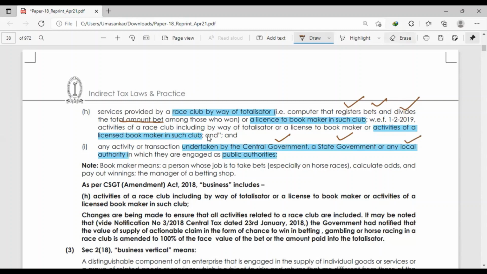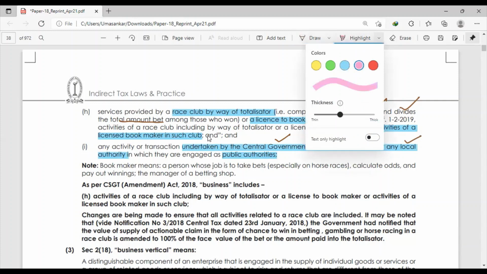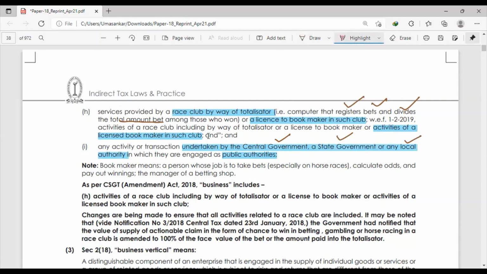Here it is also given what we mean by bookmaker. A bookmaker means a person whose job is to take the bets, calculate the odds and pay out the winnings, or you can say the manager of a betting shop. So what it says is that activities of a race club, including by a totalizer or licensed bookmaker, are included. Changes are being made to ensure that all the activities related to the race club are included. It means all activities of a race club are included in the business activity.